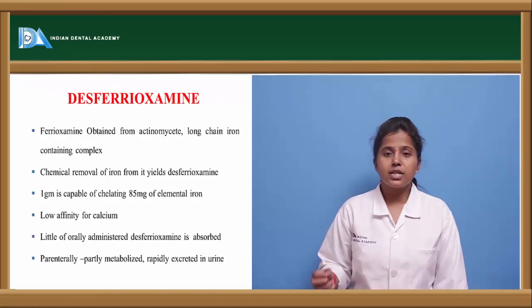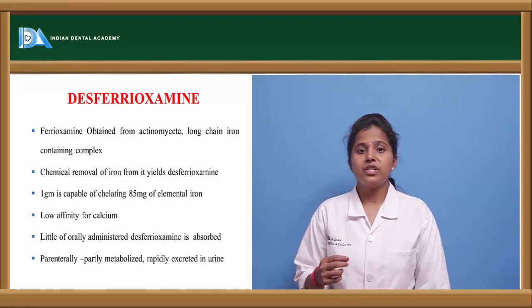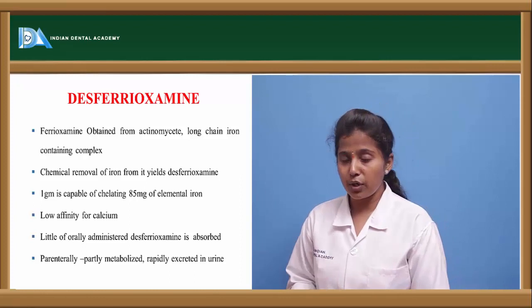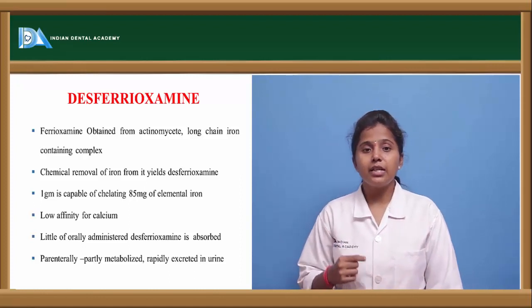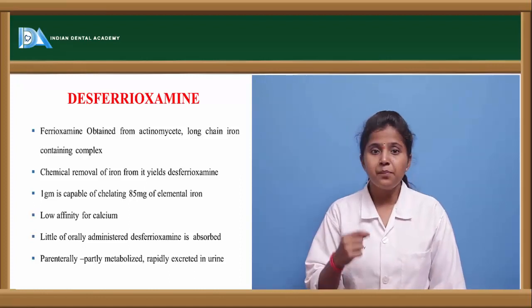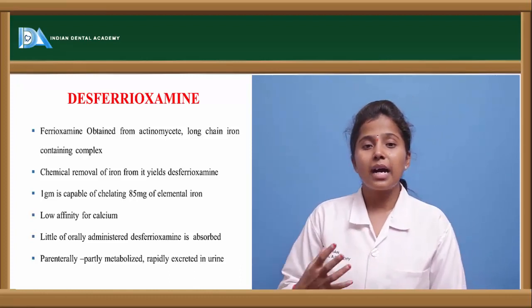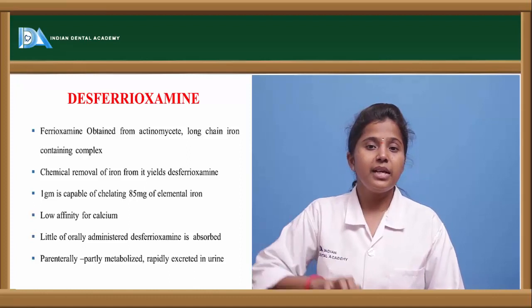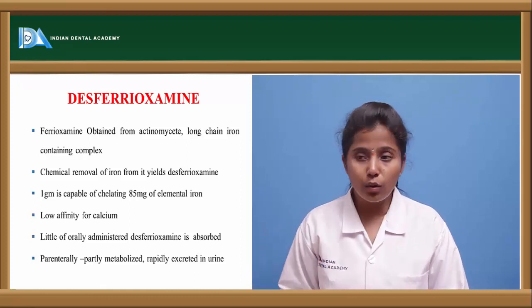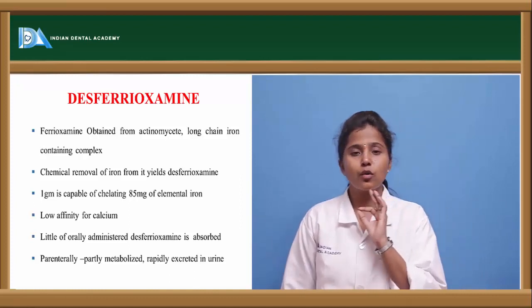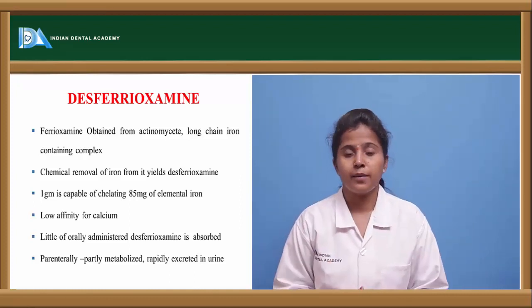The other compound is DESFERRIOXAMINE. DESFERRIOXAMINE is a chelating agent which is used in iron poisoning, and it is given in the dose of 1 mg per kg, but it has low affinity to calcium. So this iron cannot replace the calcium. It has very low affinity to calcium, and if it is administered orally in a small dose, it is absorbed in the body.